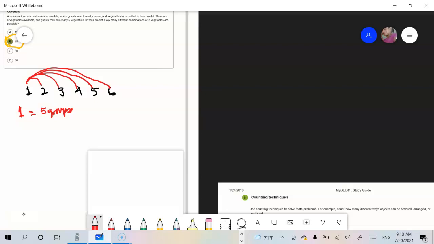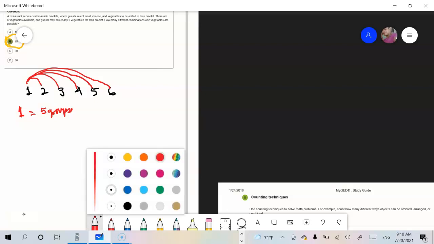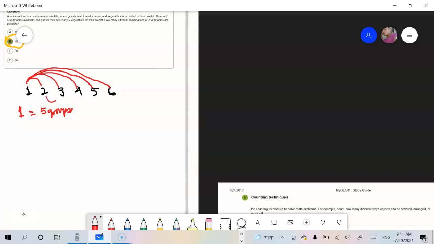Now I'm going to combine vegetable number 2. Because I combined 1 and 2, I'm not going to combine 2 and 1 because it's the same group. So I'm going to combine 2 with 3, with 4, with 5, and 6. How many groups did I do with number 2? I did 4 groups.